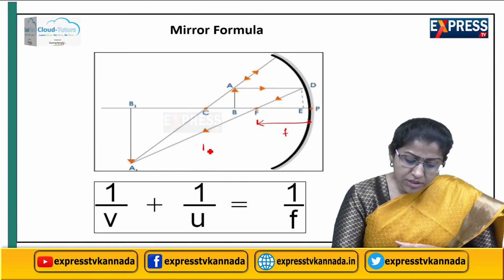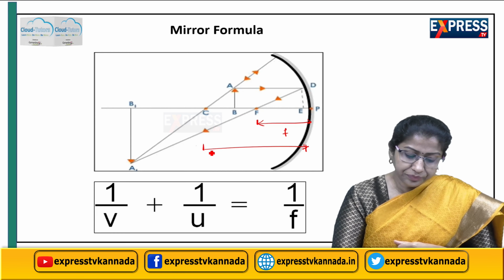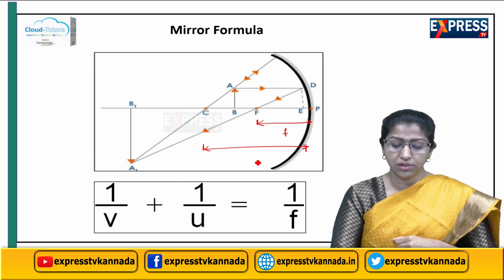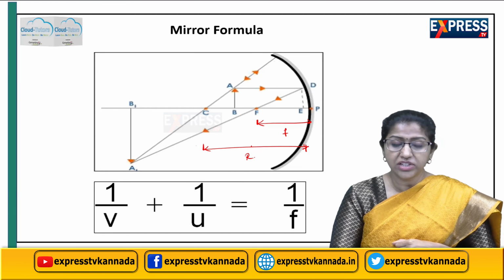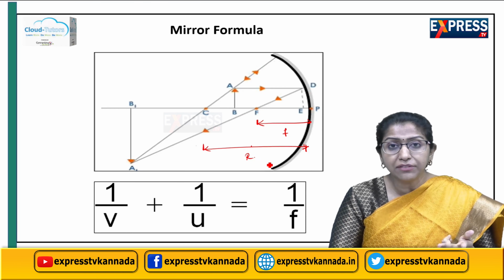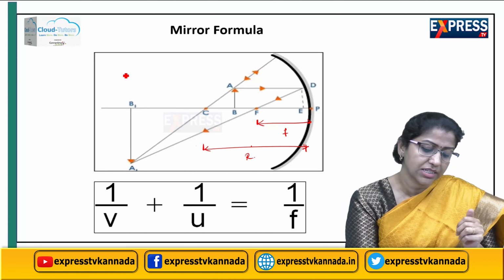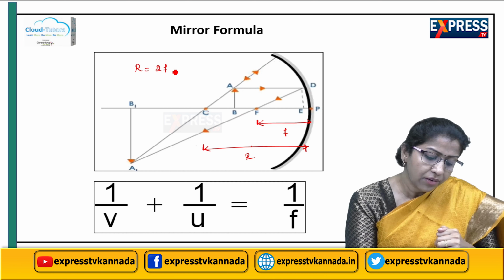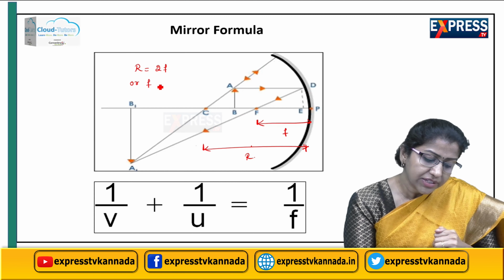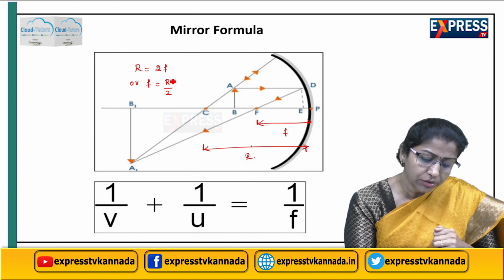There is also a relationship between the radius of curvature of the mirror and the focal length. As you can see here, the radius of curvature is exactly double the focal length. So what can we write it as? We can write it as r is equal to 2f, or f is equal to r by 2.